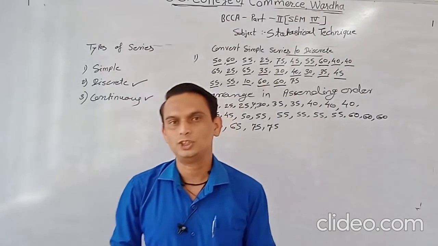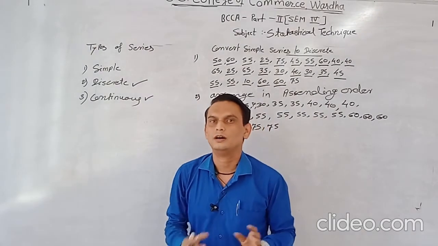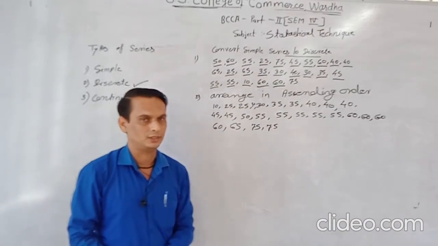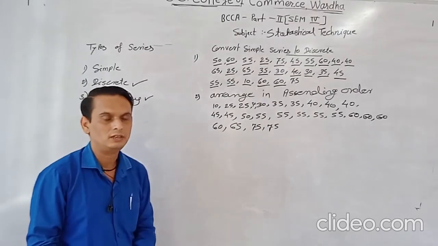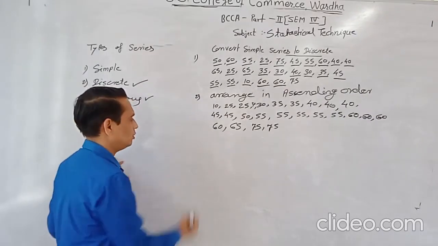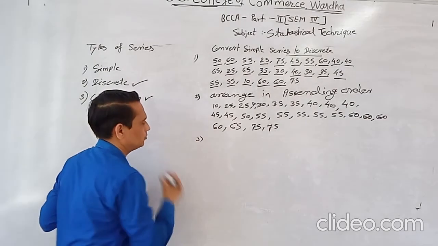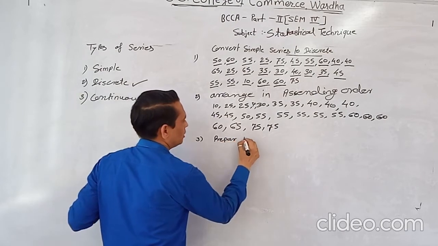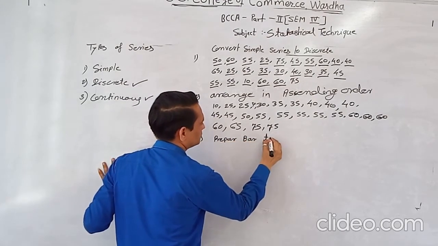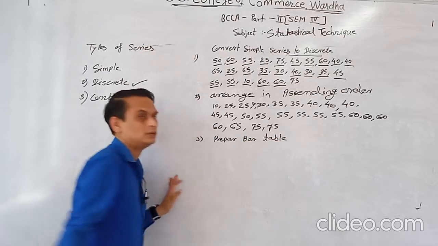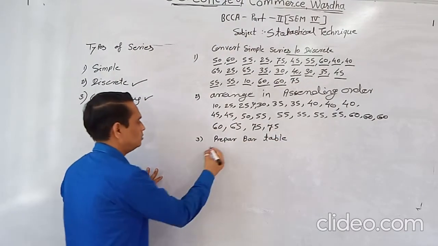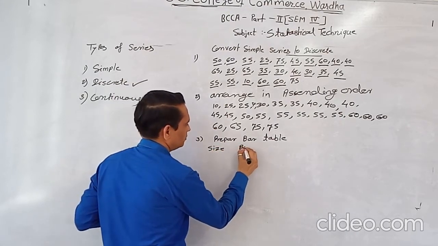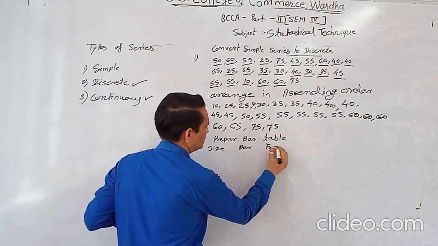This means the simple series should be arranged in ascending order to convert it into a discrete series. After that, we arrange it as a discrete series. For that, number 3, prepare a bar table. We have size, bar and frequency.